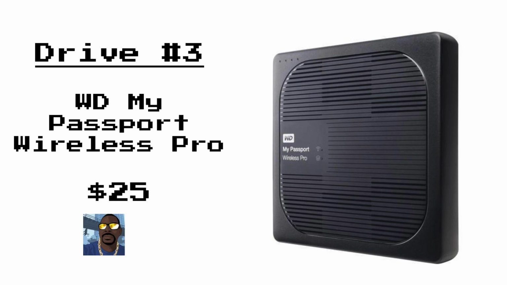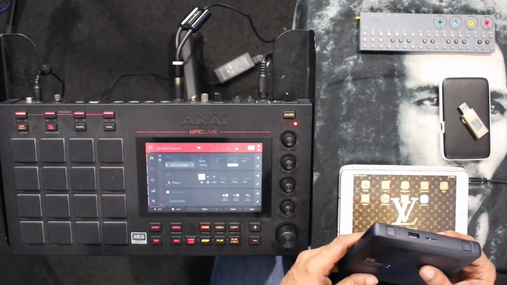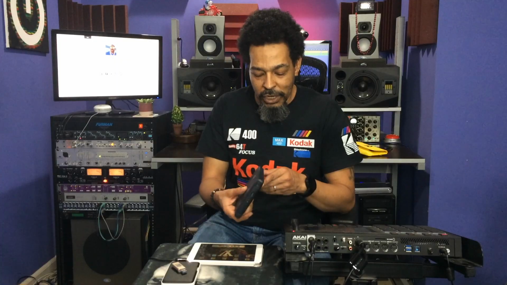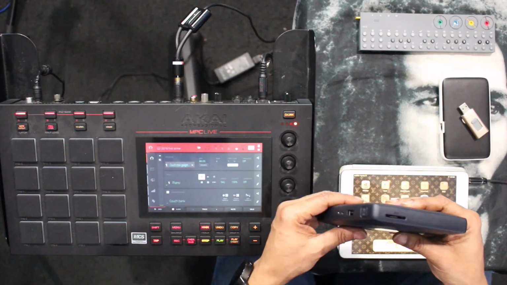So that brings us to the last one. So here's my newest hard drive, the Western Digital Wireless Pro. This joint's a beast. So to start out, it's 2 terabytes. It has an SD card reader right here.